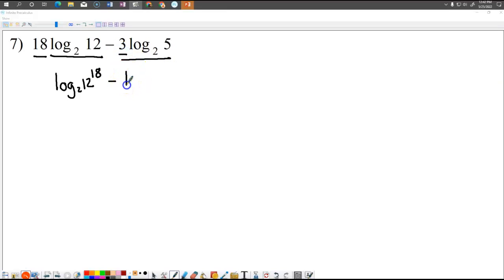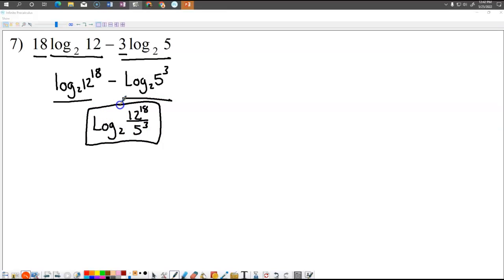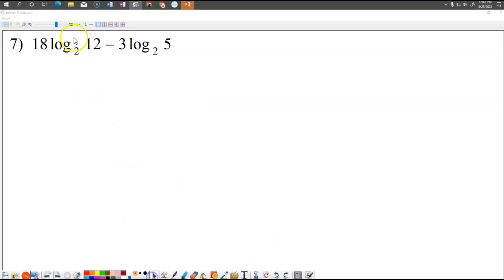It's being multiplied by 3, so I can rewrite that one as 5 to the third power. Another thing that we can do is, since I have two logarithms now that are being subtracted, we could rewrite that as a single logarithm, where the 12 to the 18 is the numerator and the 5 to the third is the denominator. And we're not going to apply those powers. The numbers would be too big, so this is good enough. But there you have it. All right, so that's condensing using a couple of properties there. Let's take a look at another one. So number 8 is an addition problem. Number 9 is a subtraction problem.